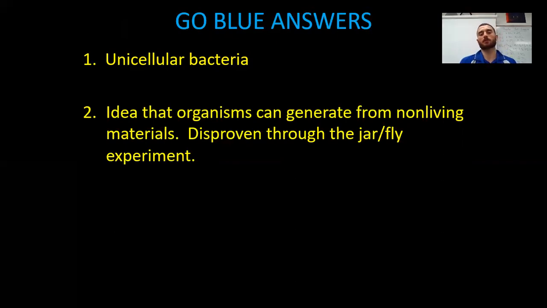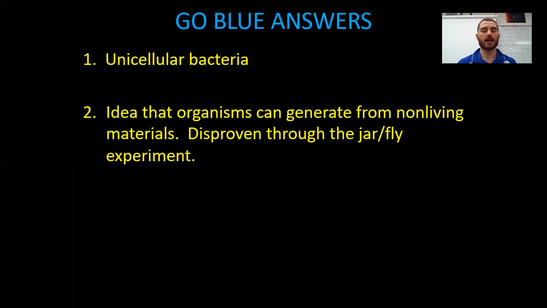This was disproven through what we call the jar/fly experiment. This experiment involved meat being covered in a jar and meat being left open in a jar. The open jar meat had the flies contacting it and laying eggs, where we had flies coming out, whereas the covered jar had no flies on it. So that proved that flies don't come from meat. Flies come from other flies. You can't have life without other life giving that life, whether it be through birth or through eggs.